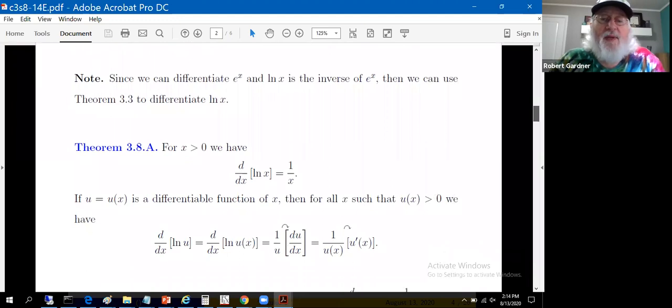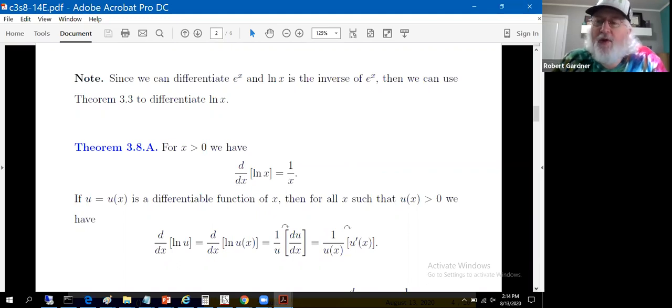We're going to look at exponential functions and use them to differentiate log functions. We can differentiate e to the x, and the natural log of x is the inverse function of e to the x. So we can use that theorem above to differentiate the natural log of x. So if we can differentiate a function, we can use Theorem 3.3 to differentiate its inverse. And really, we can mostly establish this just from the chain rule and the meaning of inverse function.